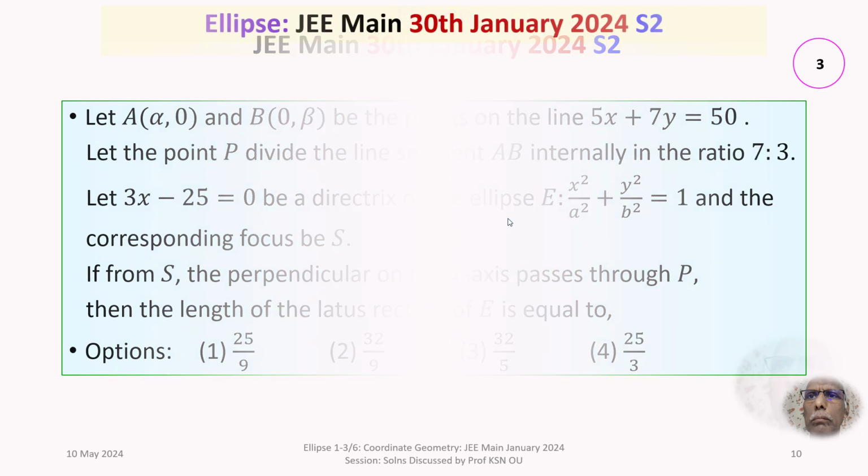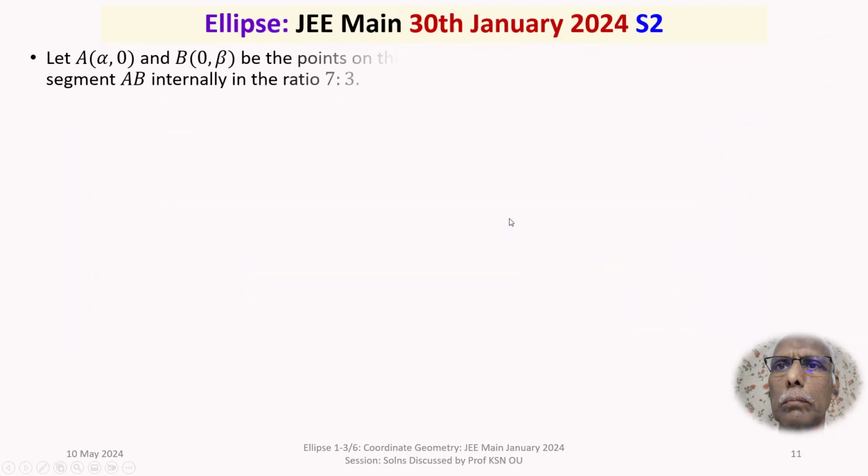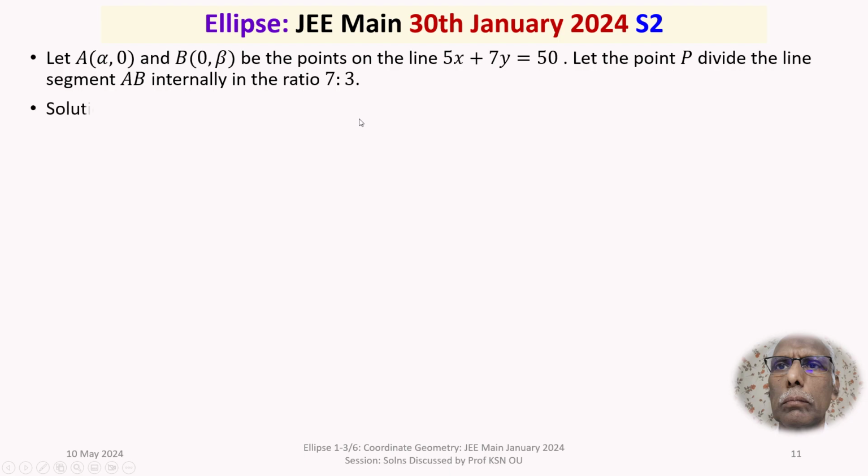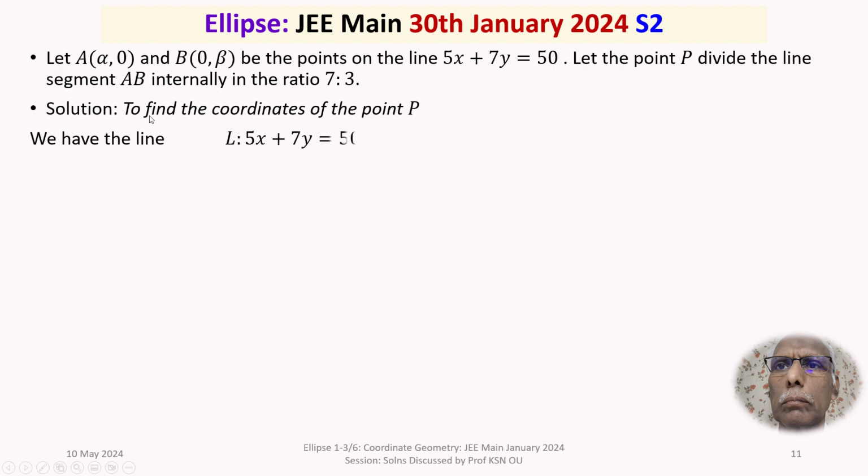Let's now discuss the solution of this problem in detail. Yes, that's the first part we have got it. So, first we find the coordinates of the point P. We have the line L given by 5x plus 7y is equal to 50. Given the point A (alpha, 0) is on L. So, that means 5 alpha is equal to 50 because for y you have to substitute 0. So, this will imply alpha is equal to 10.